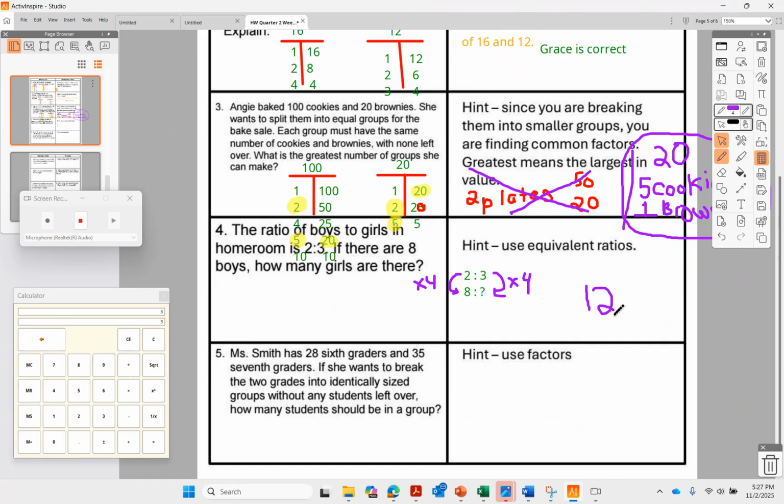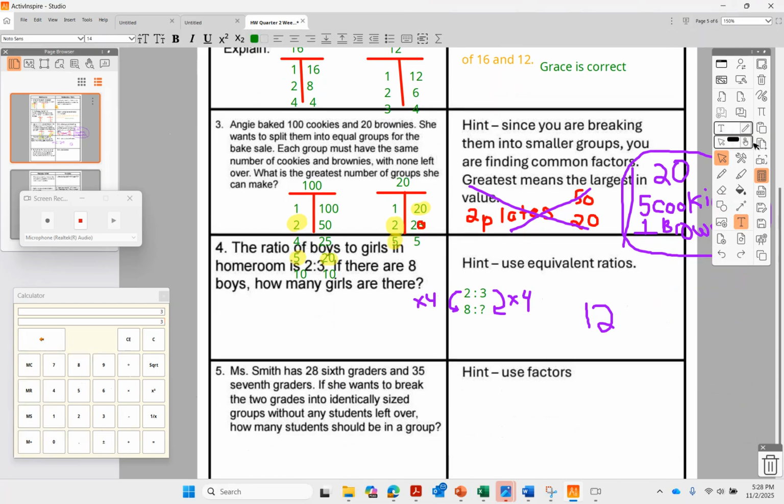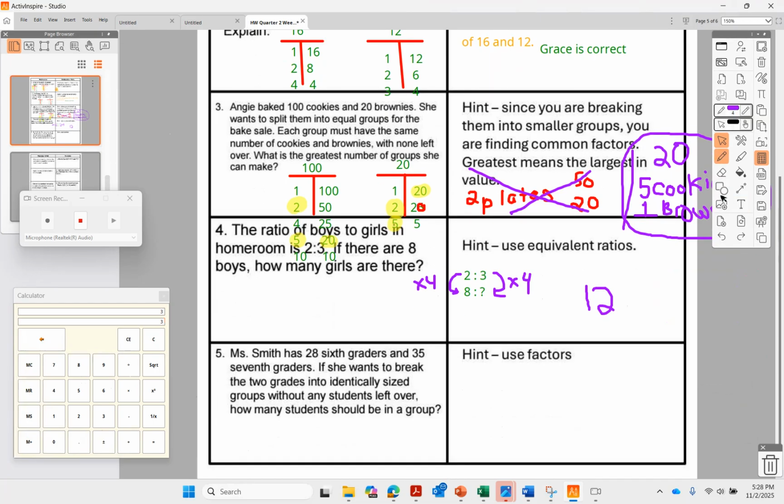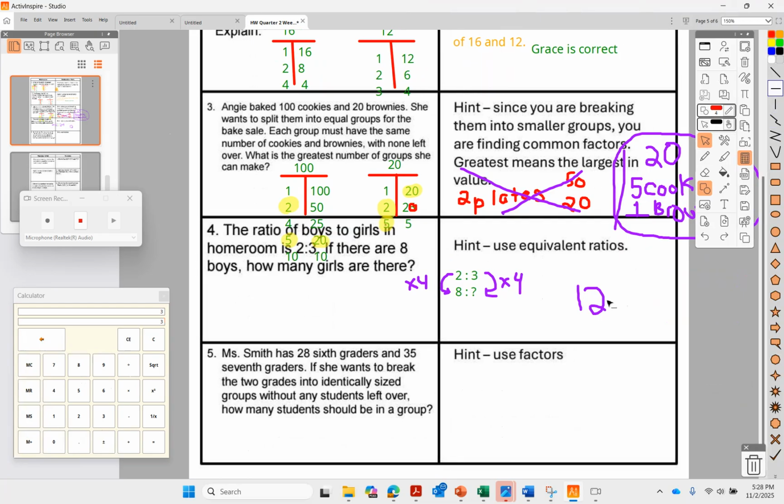Okay? Mrs. Smith has 28 6th graders and 35 7th graders. If she wants to break the 2 groups into identically sized groups without any students left over, how many students should be in a group? I'm assuming she wants some 6th graders and some 7th graders in the group. She wants to break the 2 groups into identically sized groups. So again, I think what they're asking for here is to use factors. So we're going to do that.